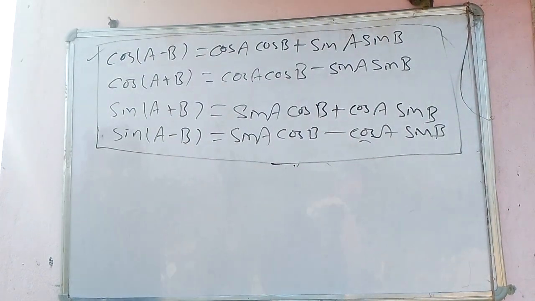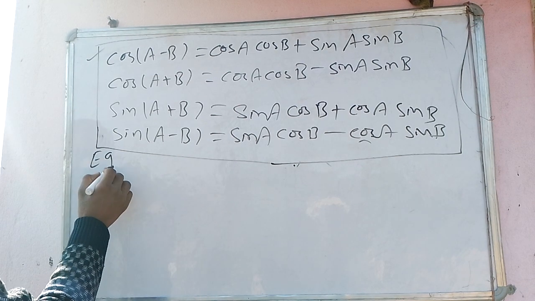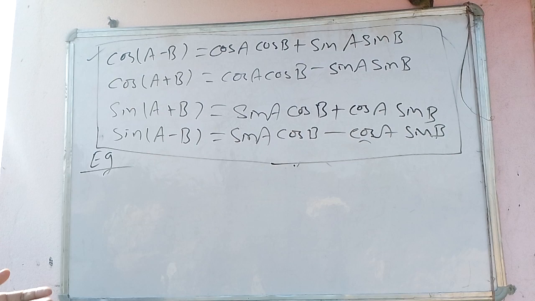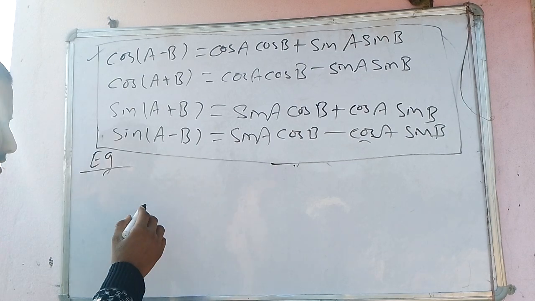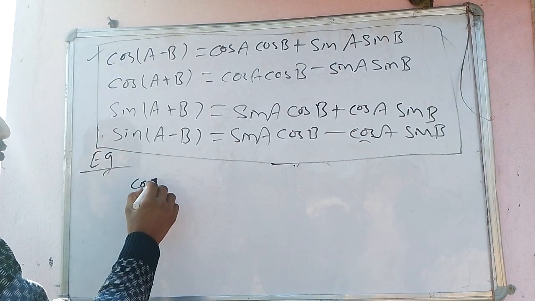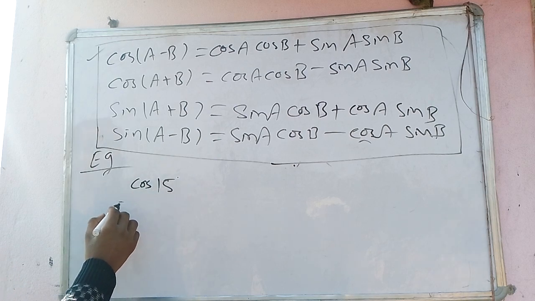Okay, now based on this we're going to do one example problem. Not one, I'm actually going to give you more example problems. So let's suppose we have to find the value of cosine 15.